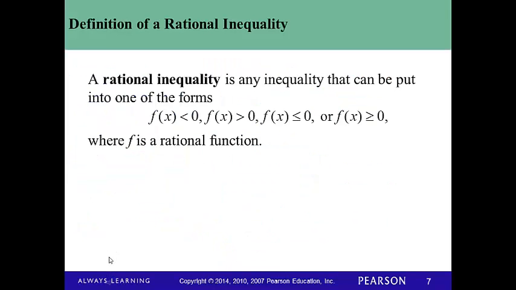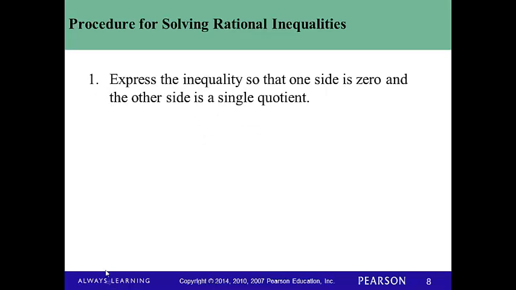So now we just finished talking about polynomial inequalities. Now let's look at the rational inequality. A rational inequality is any inequality that can be put in the form f of x less than 0, greater than 0, less than or equal to 0, and greater than or equal to 0, where f this time is a rational function. So let's talk about the steps.